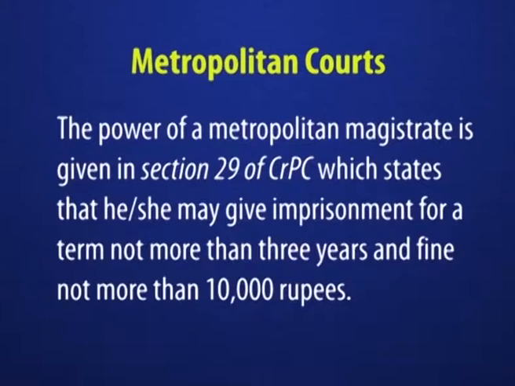These metropolitan areas have metropolitan courts. The High Court of that state appoints the Chief Metropolitan Magistrate and additional metropolitan magistrates for the Metropolitan Court. The power and jurisdiction of the Metropolitan Magistrate spreads over the entire metropolitan area. The Chief Metropolitan Magistrate has a lower rank than a session judge does. The power of a Metropolitan Magistrate is given in Section 29 of CRPC, which states that he or she may give imprisonment for a term not more than 3 years and a fine not more than 10,000 rupees.